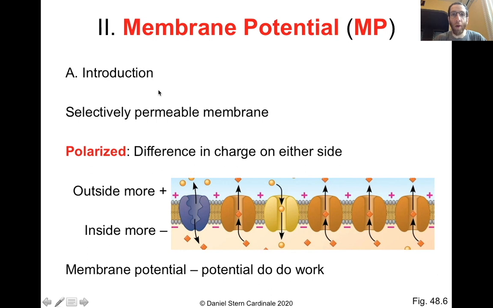Now, the important thing about a selectively permeable membrane in the context of our cells is that it is polarized. This means there is a difference in charge on either side, and specifically the outside is more positive than the inside. So we have more positive ions on the outside of that membrane compared to on the inside of that membrane in the cytoplasm. And this is really important because this represents potential energy. Membrane potential is a form of potential energy, which means it is the capacity to do work. It means your neurons can accomplish something using that potential energy.